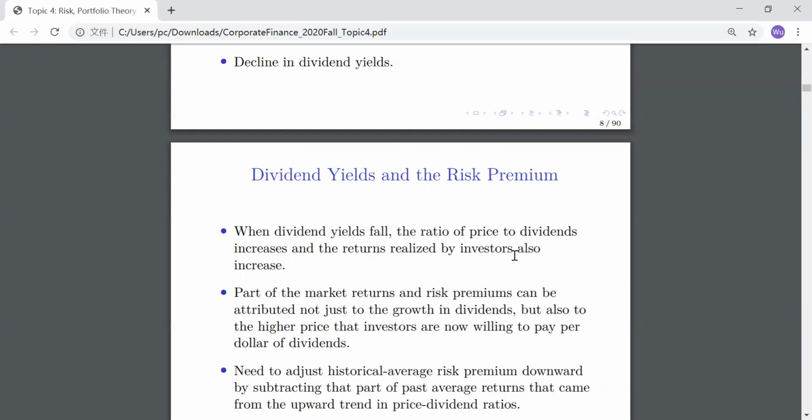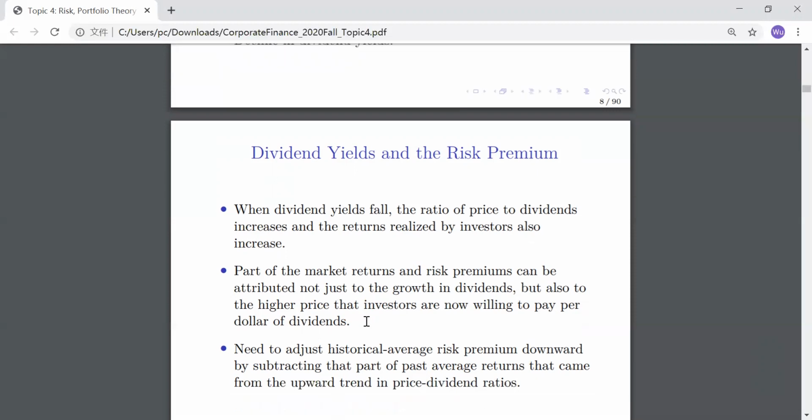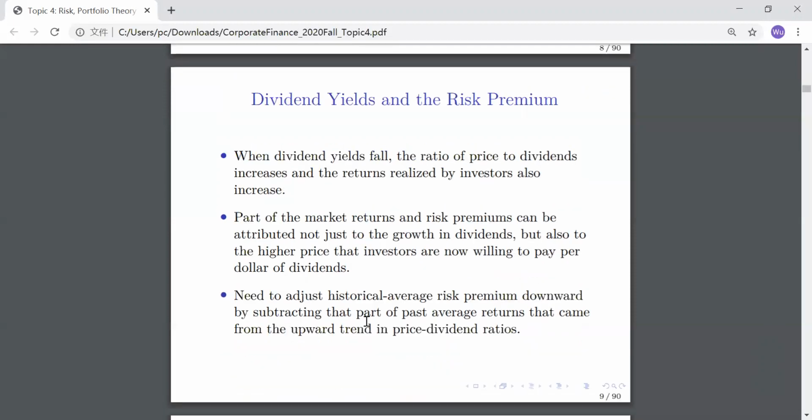So our conclusion here is that part of the market returns and the risk premium we observe, because there's a seemingly contradiction here, which is that market return and risk premium are going up, but the dividend yields have been going down. In that case, part of the market returns and the risk premium could be attributed not just to the growth in the dividends, but also to the higher price that investors are willing to pay per dollar of dividends. So that's why we need to adjust the historical average risk premium downwards, by subtracting that part of past average returns that came from the upward trend in the price dividend ratio. That is the reason why we need to adjust this historical average risk premium downwards, because it's too high.